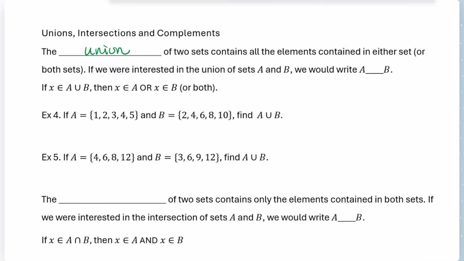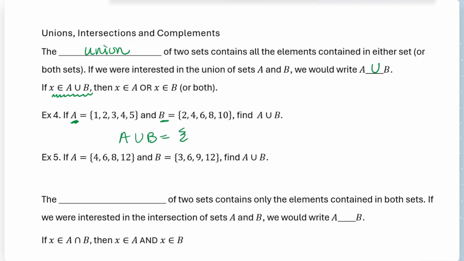So if we're interested in the union of sets A and B, we write it with that U symbol, but it doesn't have a vertical line coming back down. The union means we're looking for all of the x's that are in A or in B. For example, we're given sets A and B. A is 1, 2, 3, 4, 5. B is 2, 4, 6, 8, 10. To find their union, define A union B.